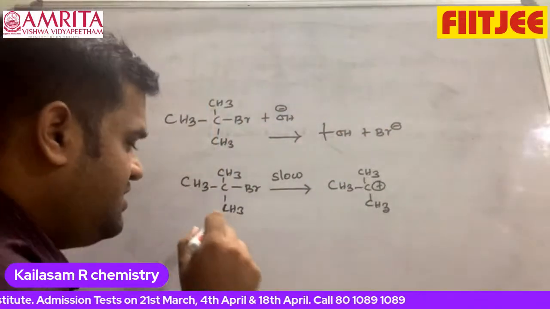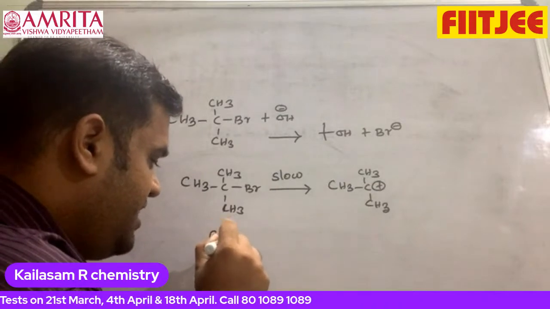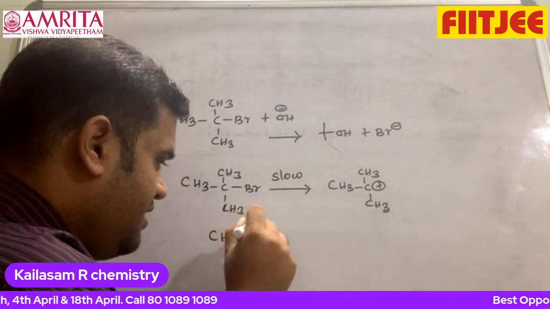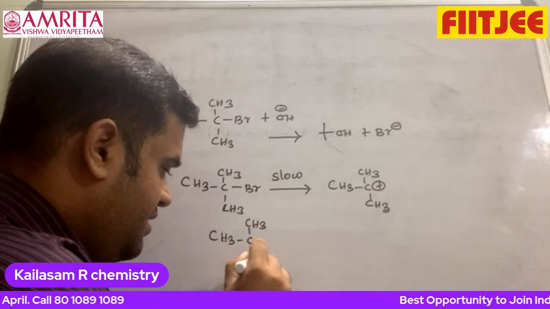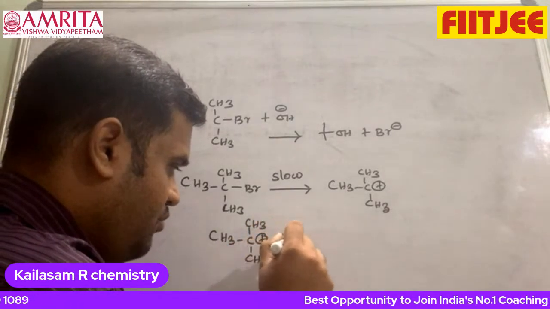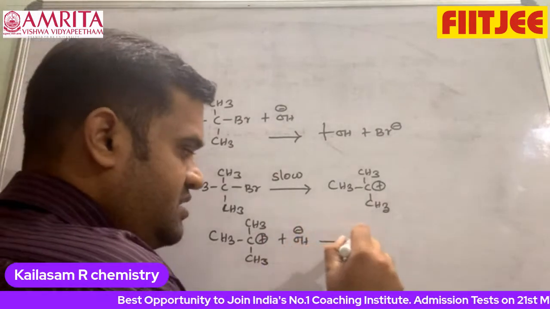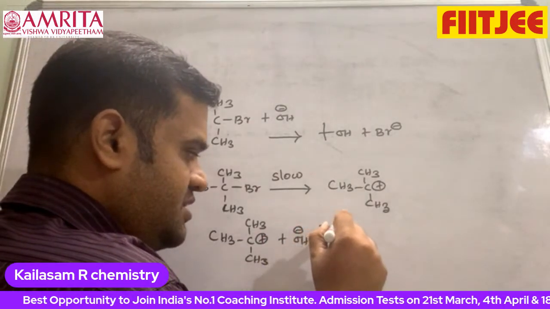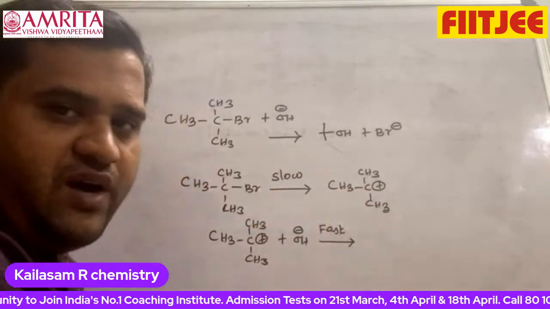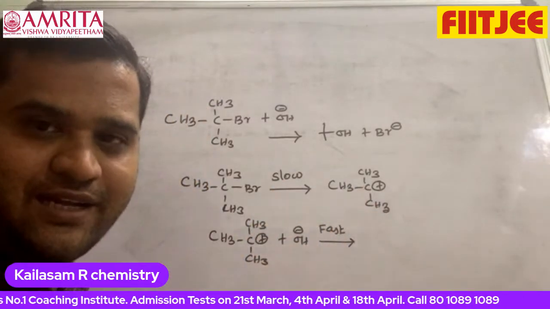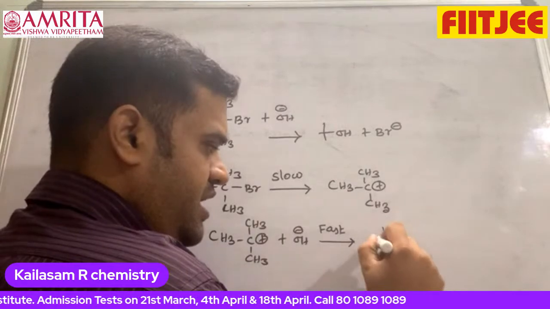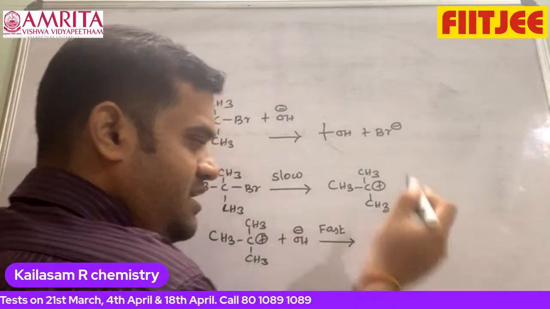The second step, look at this. Now I can say (CH3)3C+ and here is OH minus. Now this step is fast. When this step is fast, obviously we need not consider it. So obviously what I am going to give here is OH minus.